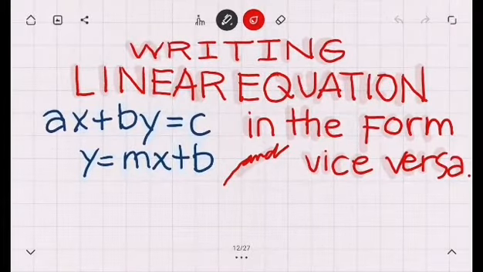Magandang araw mga classmate. Ang pag-uusapan natin ngayong araw ay kung paano isulat ang standard form ng linear equation in slope-intercept form and vice versa.